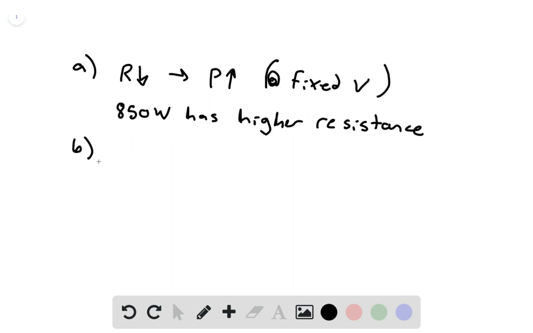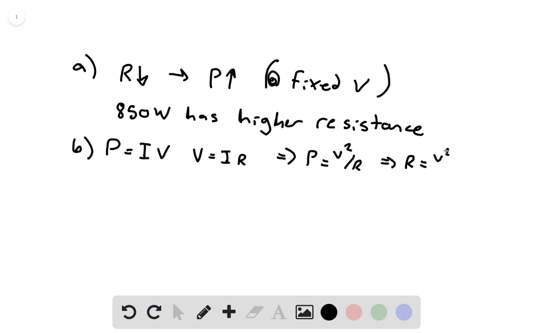So part B asks us first to calculate the resistance for the 850 watt setting. Again, if you watched my last two videos, you know that there's two equations that we need here. We need our trusty P is equal to IV, equation for power, and V is equal to IR, our Ohm's law. And we can combine those to find that P is equal to V squared over R. Or rewriting it, we can have R is equal to V squared over P.